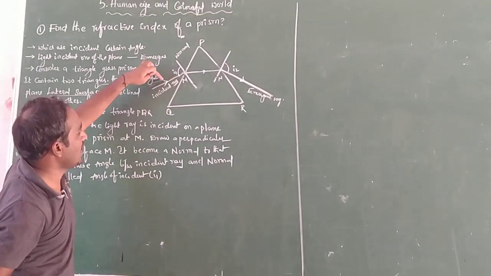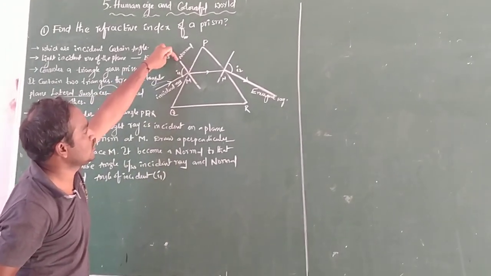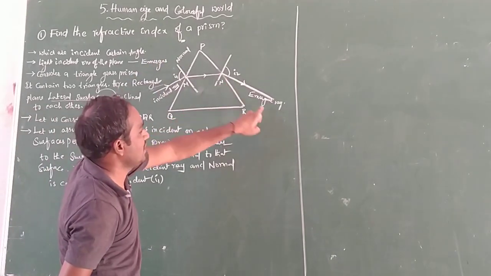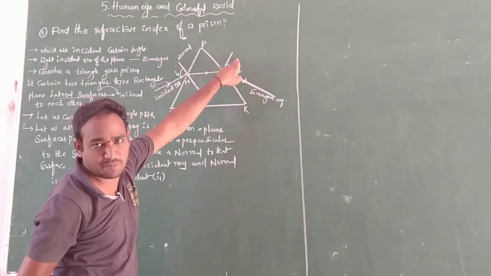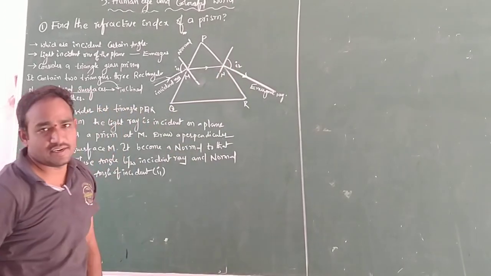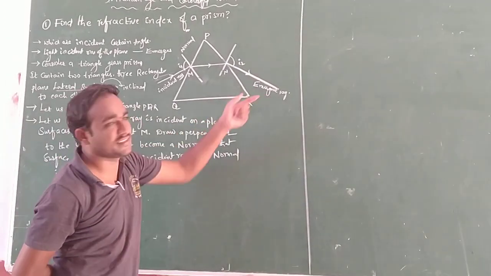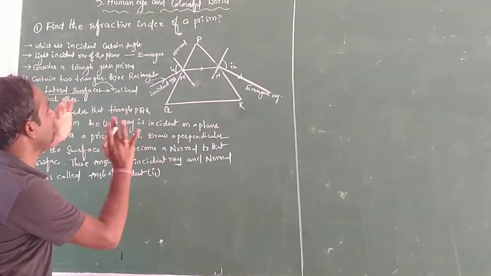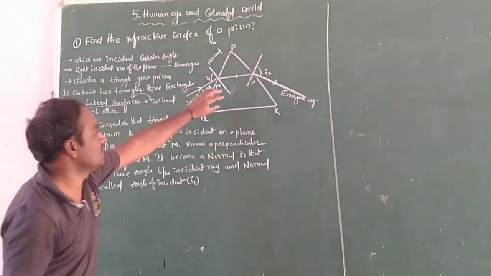Here, the angle between the incident ray and the normal is the incident angle. The angle of the emergent ray with respect to the normal is the emergent angle. So what is the information in this diagram?